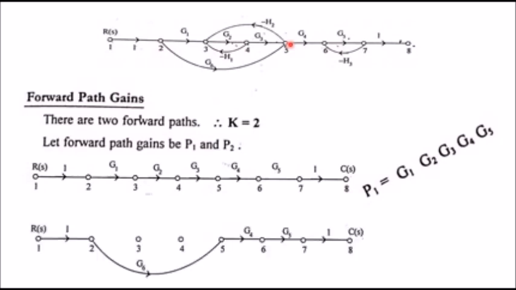Okay, the second forward path will be this one. Now what is the gain product? 1 into G6 into G4, G5 and 1, which is nothing but P2 equal to G4, G5, G6. Okay, clear? If you are not able to understand, just go back and watch the video again, so you can understand better.